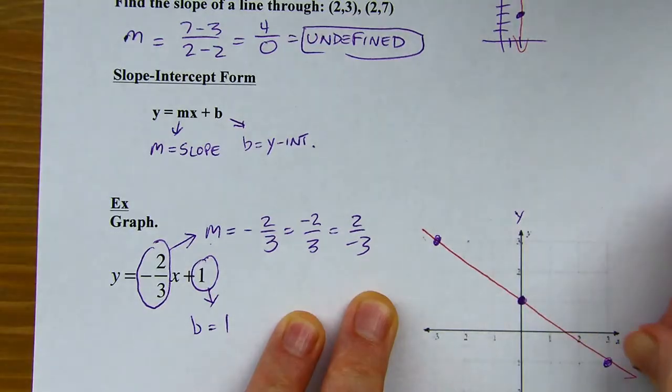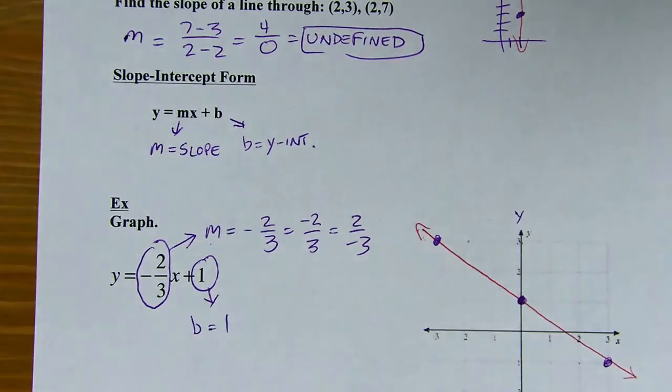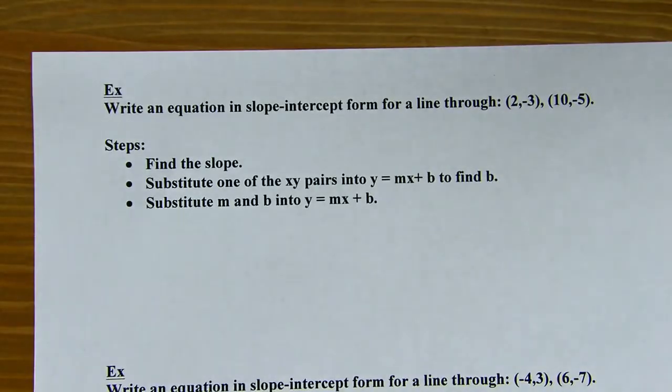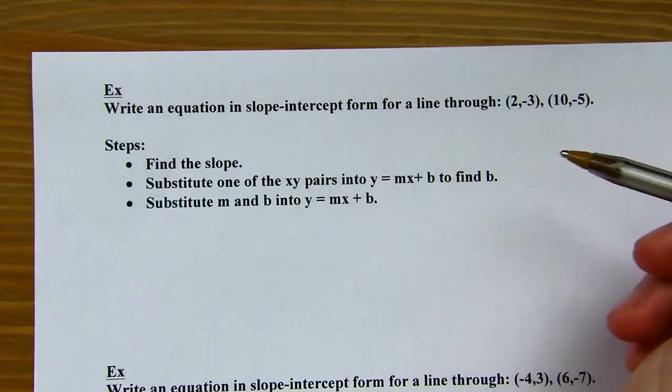There it is. And I was just doing that freehand. Should have used a ruler, but oh well. There it is. Okay, so there's our line. All right, let's move on to the next page. Okay, so now we're going to write an equation in slope-intercept form for a line through these 2 points.